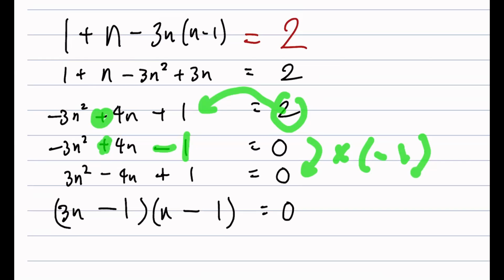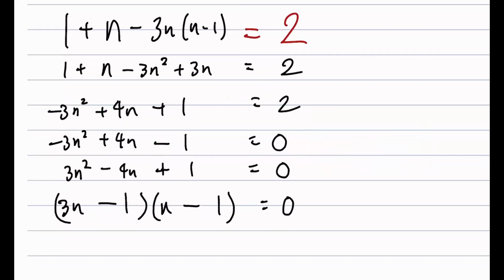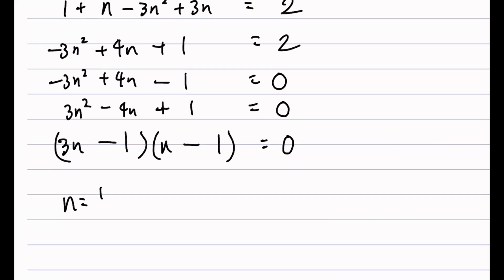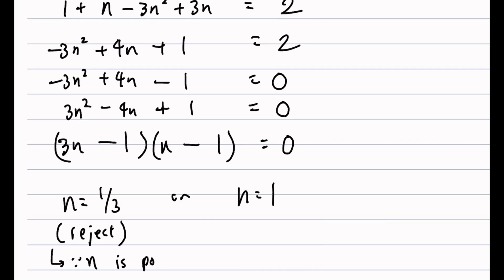Okay, good. So that means I can now get my two answers. n equals 1 over 3 or n equals 1. This we have to reject. Why? Because n is a positive integer only. In the syllabus, you cannot have a non-positive integer. So that means n equals 1.